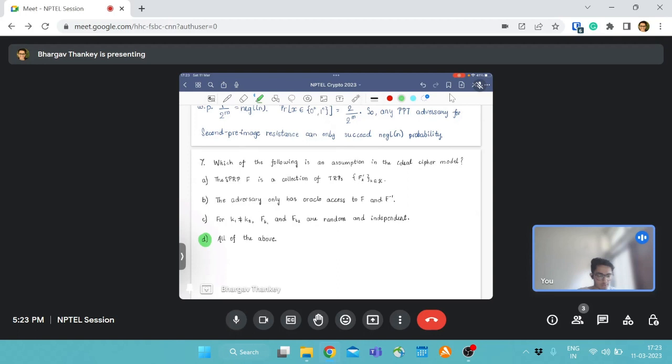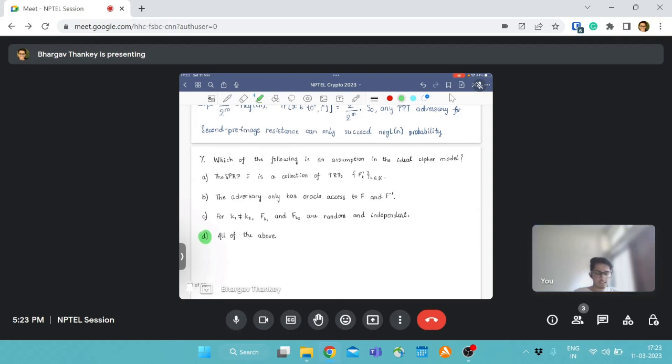This was just a recall, right? Any other assumptions for the ideal cipher model, other than these? Yes, there is one more assumption. It's just a stronger version of B. B says the adversary only has oracle access to F and F inverse. In fact, anything involved in the construction only has oracle access to F and F inverse.